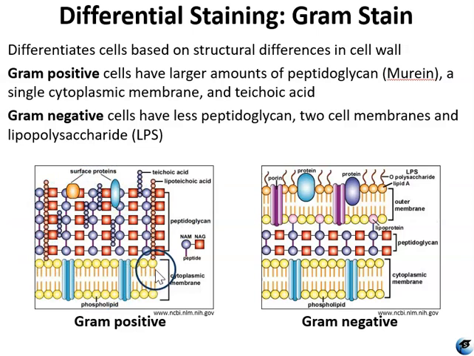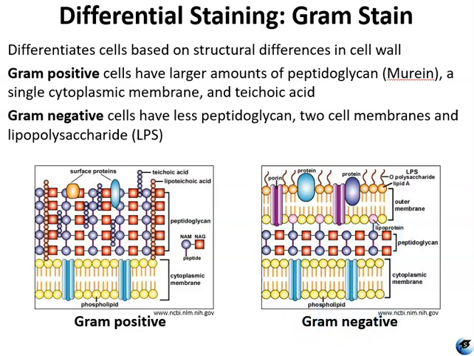So this figure here on the left, 1 cell membrane, and you have this really large outer layer that has peptidoglycan, proteins, and teichoic acid. That is the structure of cells that are classified as gram-positive. Over here, you have 2 cell membranes, and within those cell membranes, you have proteins again, but you also have these lipopolysaccharides. And then sandwiched between those 2 cell membranes is a much smaller layer of peptidoglycan. Cells that have this structure are classified as gram-negative.